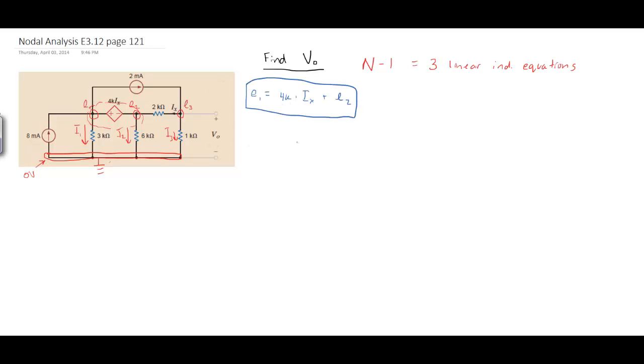Now let's do KCL at that node. We know that in is going to equal out, or in minus out equals 0. Let's observe, we have 8 milliamps going in. We also have IX going in. Once again, it's this node here. We have I1, I2 coming out, and 2 milliamps coming out. So let's set that up. We got 8 milliamps plus IX equals I1 plus I2 plus 2 milliamps. Alright, so there's one equation.